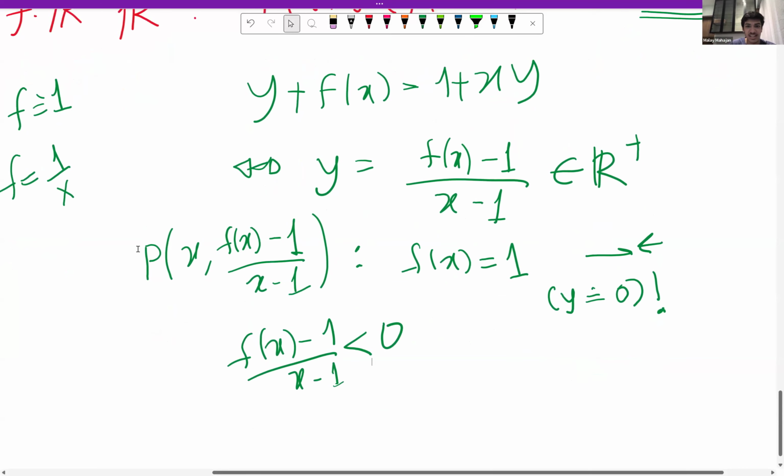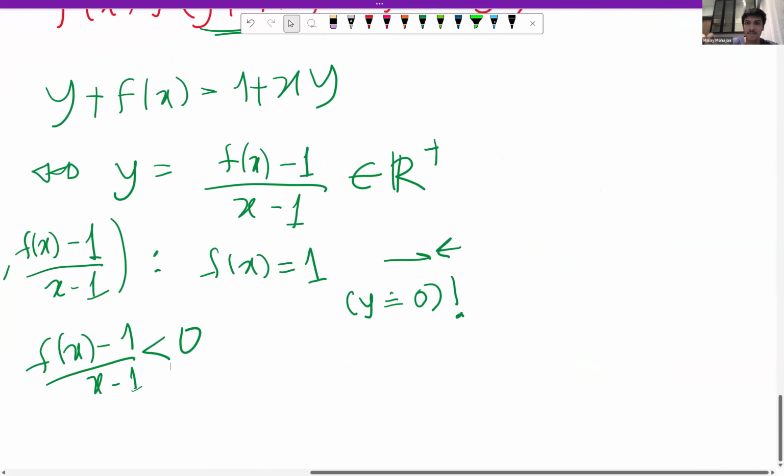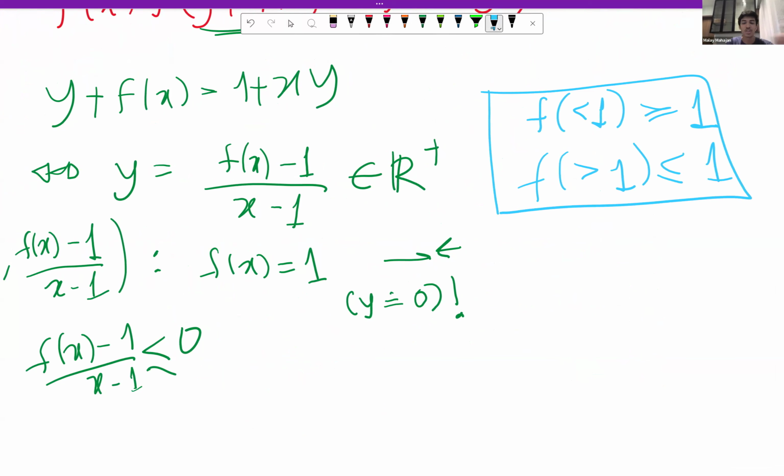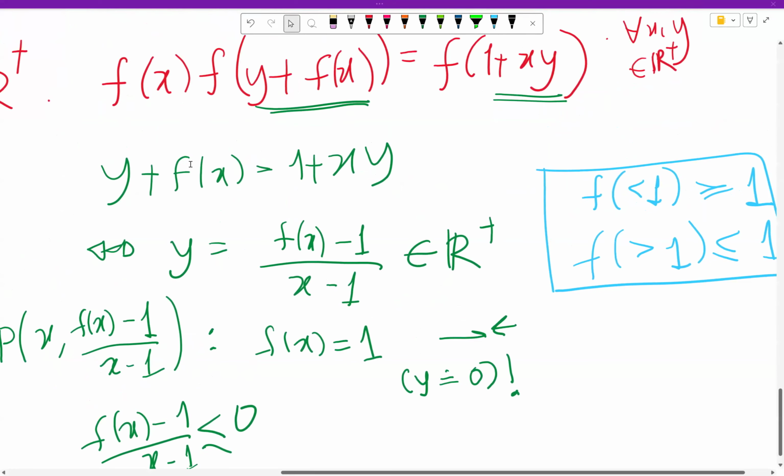So what it says is f of a number less than 1 is less than or equal to 0, not just less than 0. Thanks for finding that. And f of a number bigger than 1 is at maximum. This is a bad notation, don't write it like this, but a number less than 1 outputs a number at least 1, and a number bigger than 1 outputs a number at most 1. Is this clear to everyone? Yeah, it makes sense.